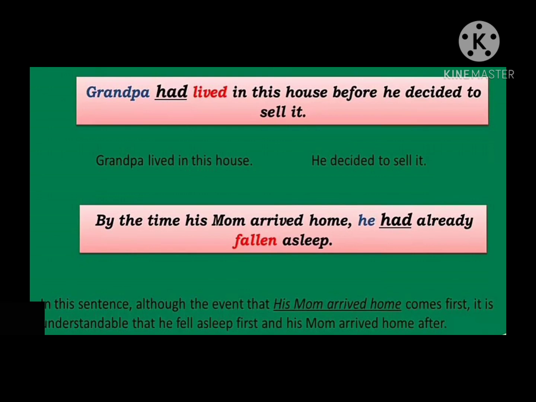Next one, by the time his mom arrived home, he had already fallen asleep. Here we have two actions, one is the arrival of the mother and the other is the boy's sleep, right? Between these two actions, he had fallen asleep is written in past participle because it is the earlier past, right?